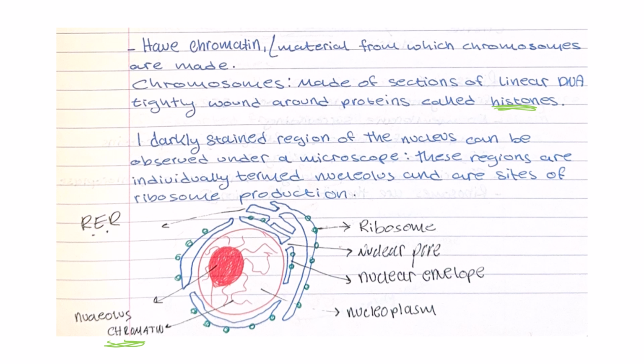Now, the darkly stained region of the nucleus can be observed under a microscope. These regions are individually termed the nucleolus and are the sites of ribosome production. We also have the rough endoplasmic reticulum, which is connected to the nucleus and the nucleolus. That's because when it makes ribosomes, they are going to travel all the way out through the nuclear pores and attach onto the rough endoplasmic reticulum.